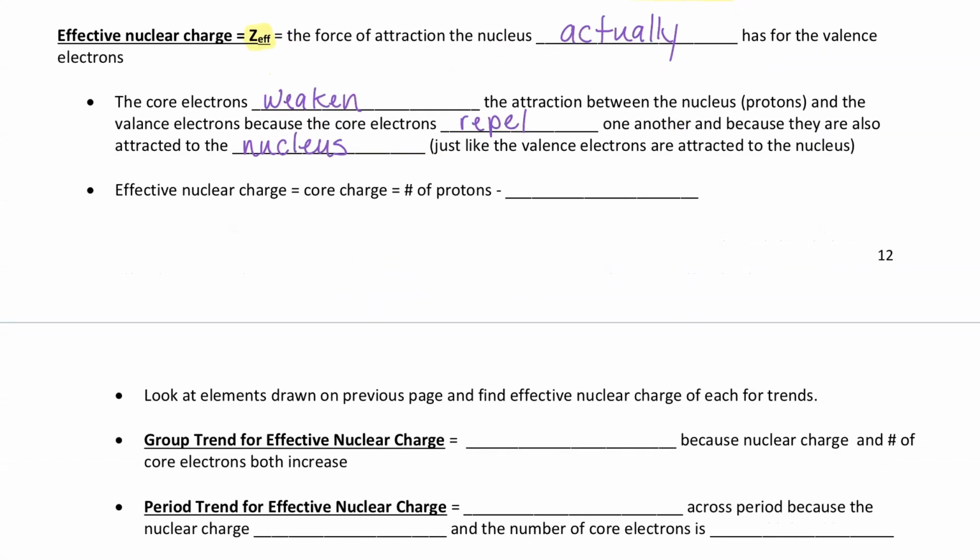This one I might circle, highlight, underline, box, whatever you want for yourself. Okay. Effective nuclear charge is the core charge. This is the number of protons minus the number of core electrons. Again, effective nuclear charge is always going to be positive.